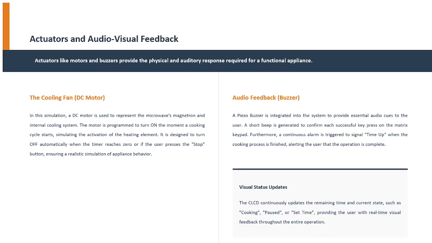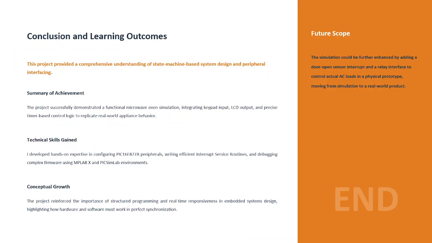Audio feedback, buzzer. A piezo buzzer is integrated into the system to provide essential audio cues to the user. A short beep is generated to confirm each successful key press on the matrix keypad. Furthermore, a continuous alarm is triggered to signal time up when the cooking process is finished, alerting the user that the operation is completed. Visual status update: the CLCD continuously updates the remaining time and current state, such as cooking, pause, or set time, providing the user with real-time visual feedback throughout the entire operation.